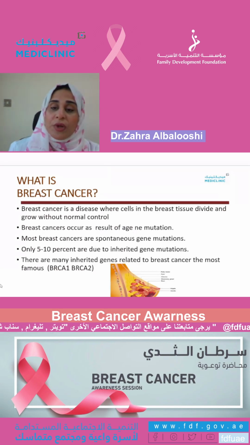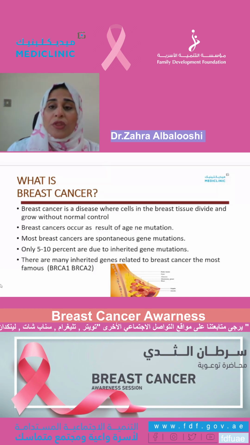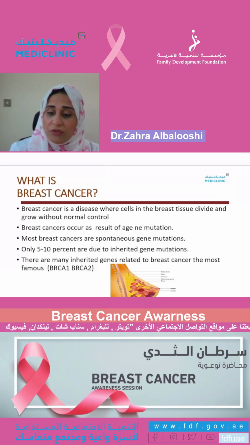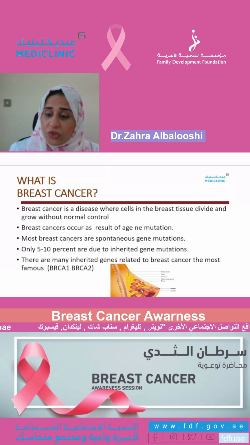What is cancer of the breast? It is where the cells in the breast tube divide and grow without normal control. As we see in the picture below, if I just move the mouse here, we can see that there is fat tissue here. And sometimes you will find something abnormal or inflammatory. If you can see, there are small dots here.